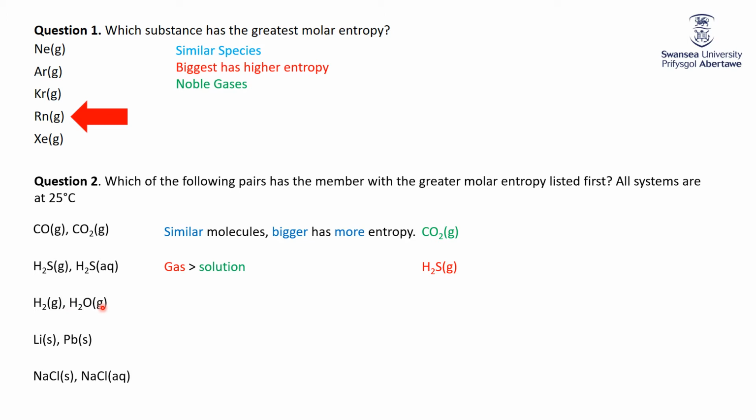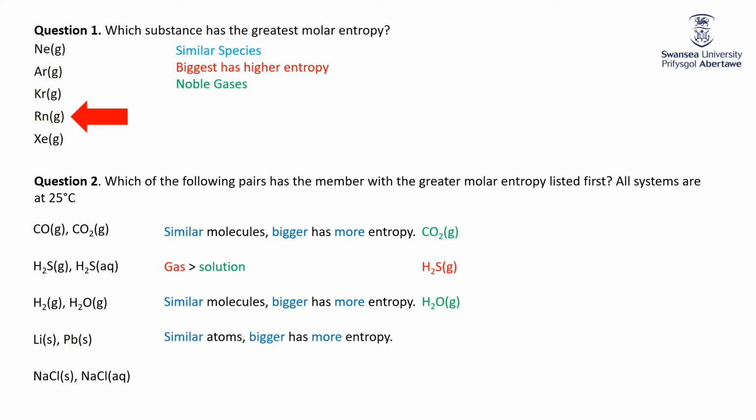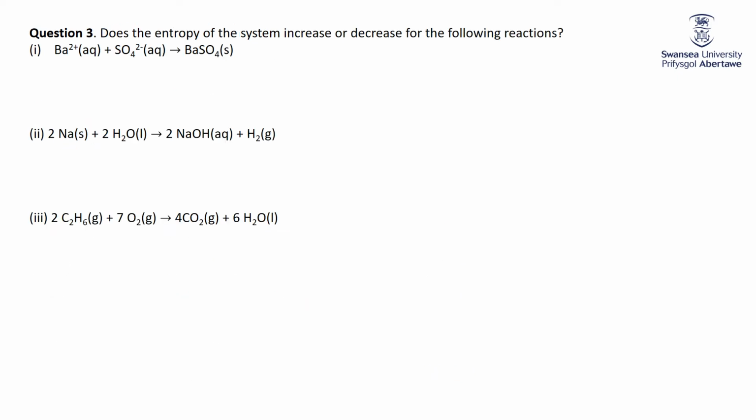H2 gas versus H2O gas, again similar substances. H2O has more atoms than H2, so therefore H2O has the bigger entropy. Two metals, again similar substances. Lead has way more electrons than lithium, so therefore it's got more entropy. And then finally a solid, or that solid in solution. Well, in solution obviously much more entropy than just the solid, so therefore the NaCl aqueous has the greater entropy. So the pair that has the member with the greater molar entropy listed first is the H2S gas versus H2S aqueous.